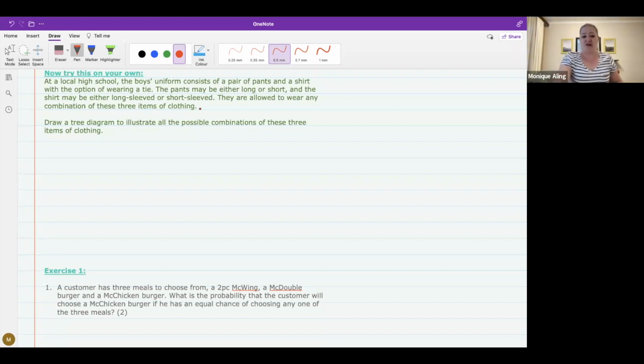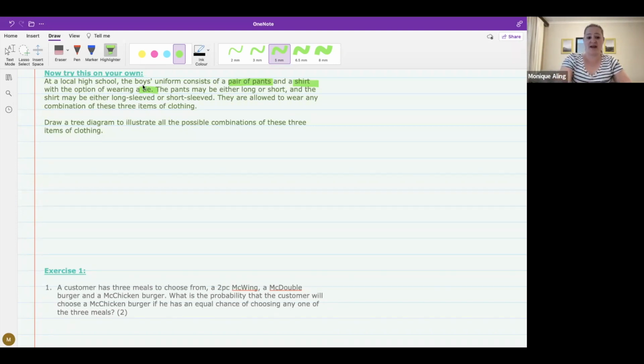So just to lead the way quickly before I leave you be, we are looking at pants. So we're going to put pants first in our tree diagram because it's mentioned first. Then we're looking at shirts. Can be long sleeve or short sleeve. That will be the second part. And then we're looking at a tie or no tie. So there are 3 options: short pants, long pants. Then shirts, short sleeve, long sleeve, and then tie or no tie.